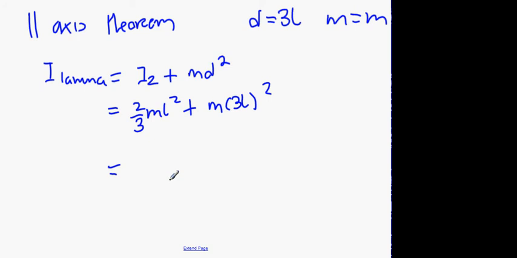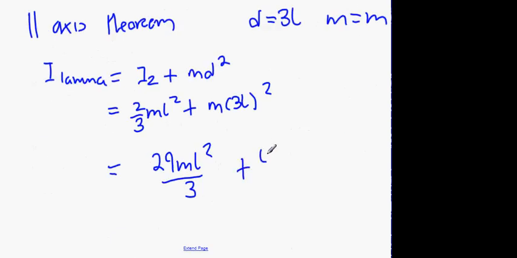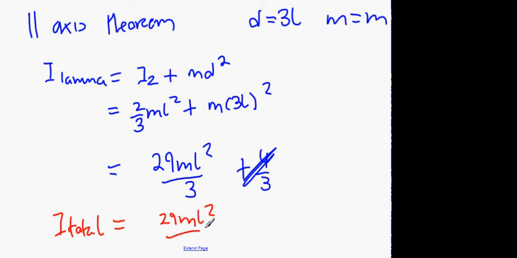Anybody at all? 29 over 3. Now we've got to add this to the rod, which is 4/3 ml squared. Sorry, need to write that down. I total equals lamina plus rod, which is going to be 29/3 ml squared plus 4/3 ml squared. And what do we get? 11 ml squared, or 33 over 3.